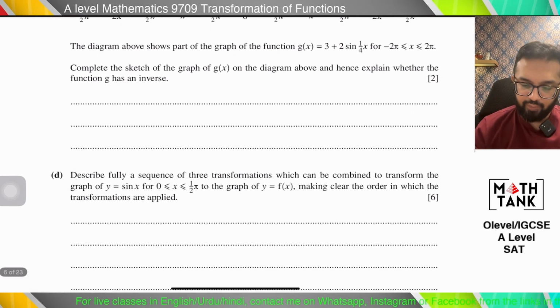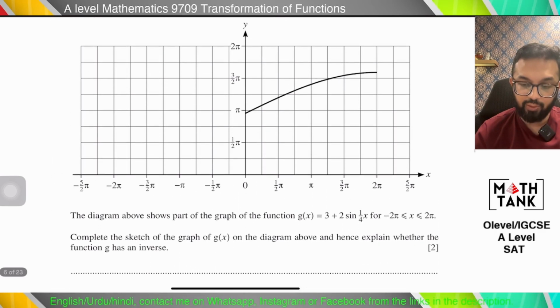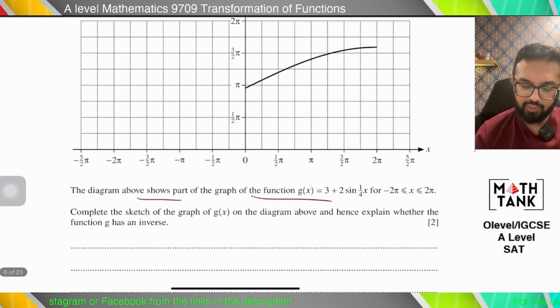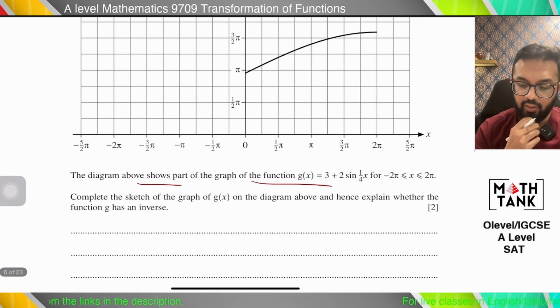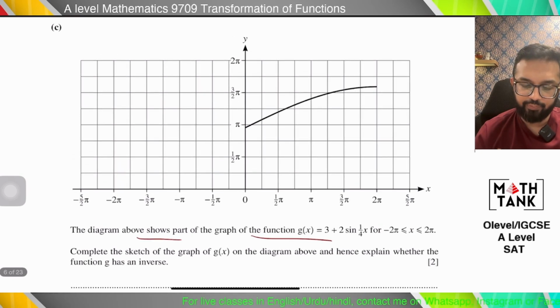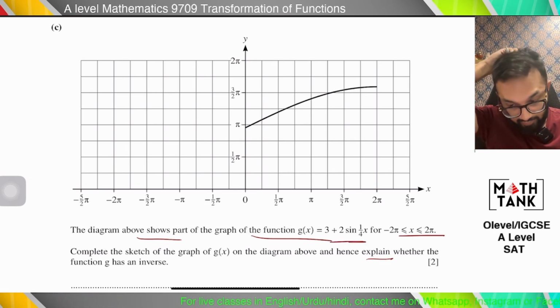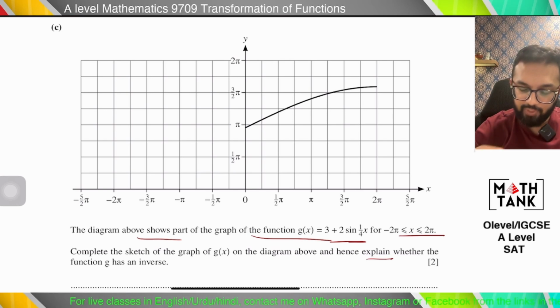Okay, then this is a tough graph. Let's try to do this because both the axes are in radians. The diagram shows part of the curve. Complete the sketch of the graph on the diagram, and hence explain whether the function g has an inverse. Okay, it's not completed up till the other point, so I'm going to need another set of coordinates that I can plot. What I think is that it simply has to be symmetric, since I see no translation on the x-axis.